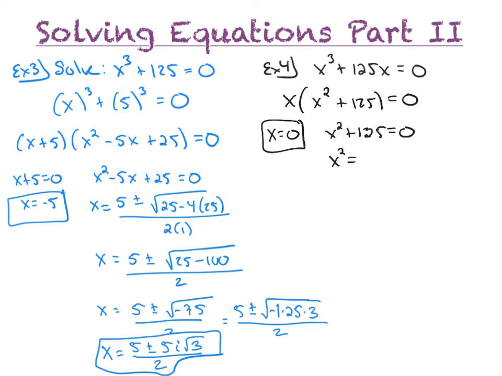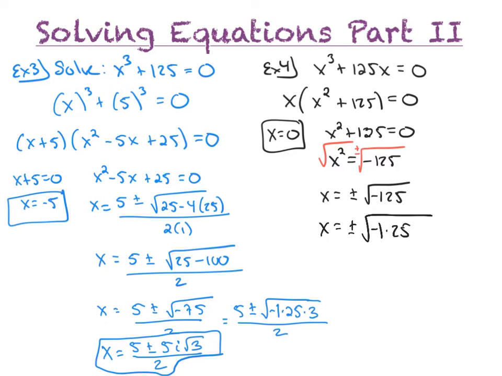We can move the 125 to the other side, so we can take the square root of both sides. Don't forget your plus or minus sign. And we have x equals plus or minus the square root of negative 125. Just like we did with the last one, the negative 75, we're going to pull out the negative. 25 also goes into 125. It goes in 5 times. So we have plus or minus the square root of negative 1 times 25 times 5. The square root of 25, I'll write first, is 5. The square root of negative 1 is i, and the square root of 5 stays.